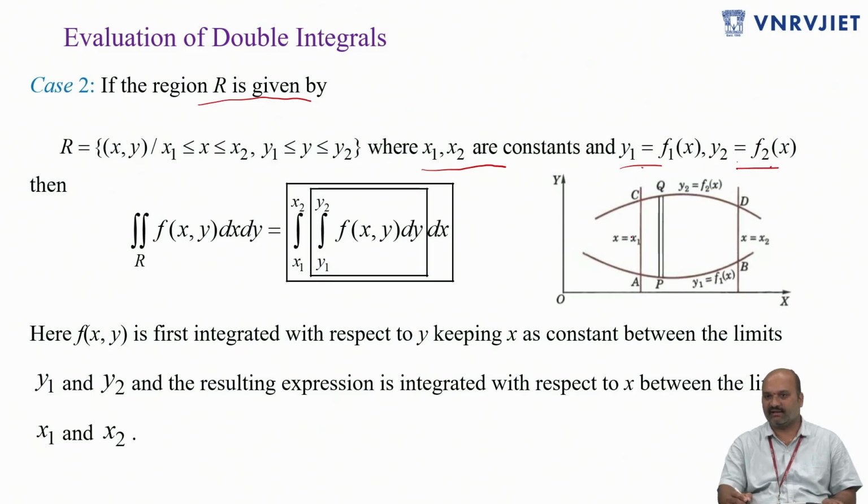See, this is a figure. Let us consider that. Here the region of integration is bounded by x is equal to x1, which is a straight line, x is equal to x2, which is also a straight line, y1 is equal to f1 of x, which is a curve, and y2 is equal to f2 of x. This is also another curve. Okay, so the region is bounded by A, B, D, and C. This is the region of integration.